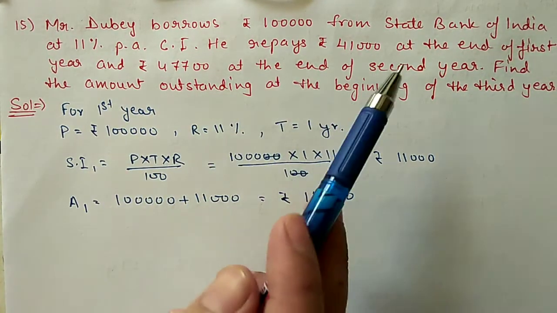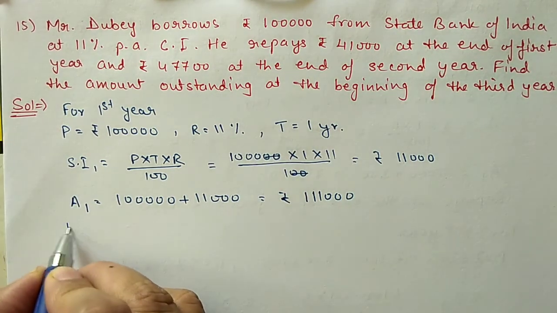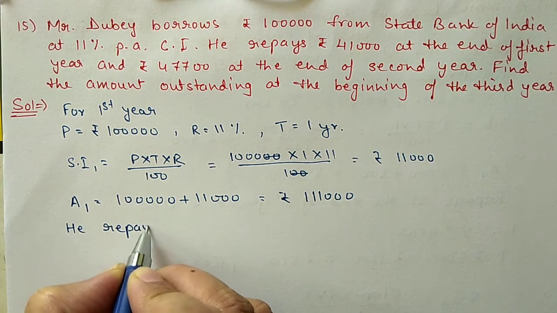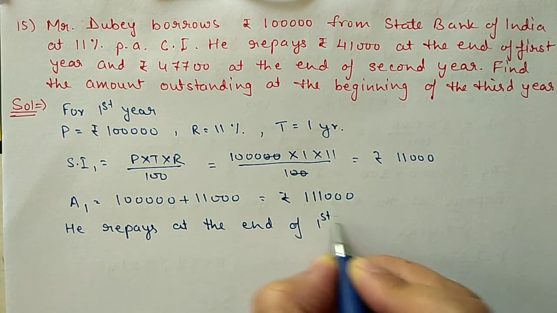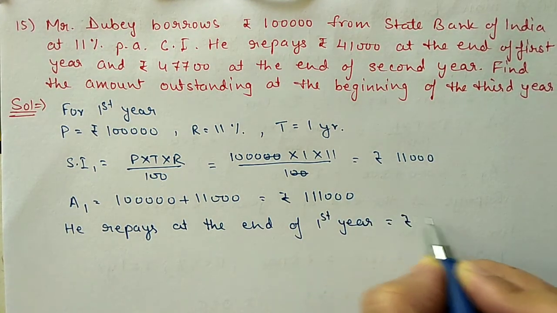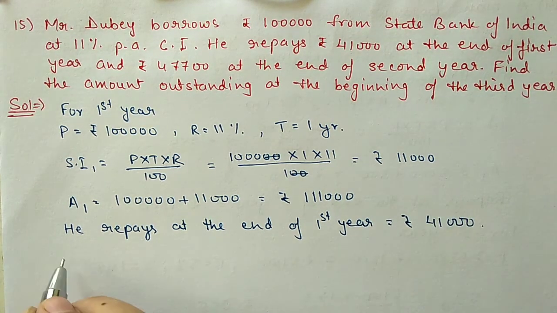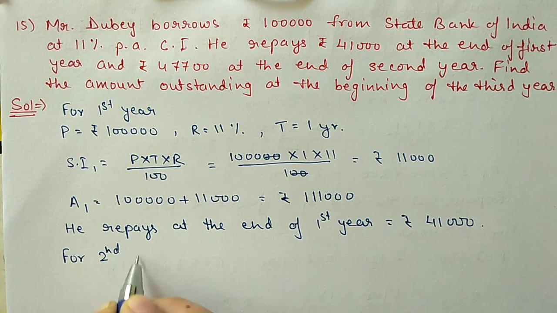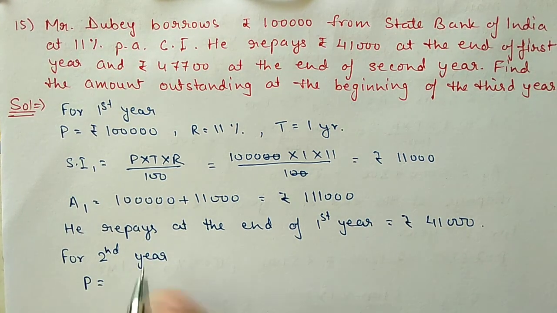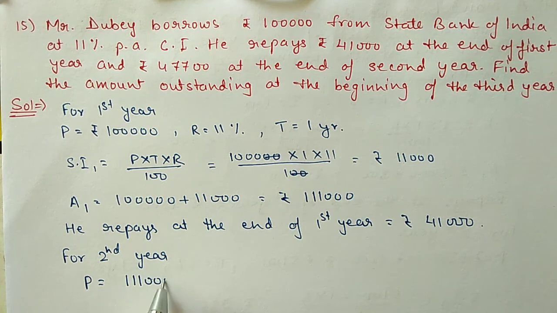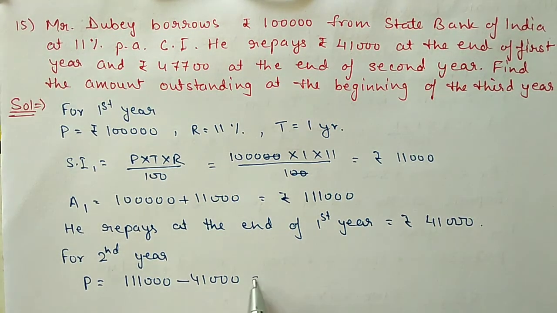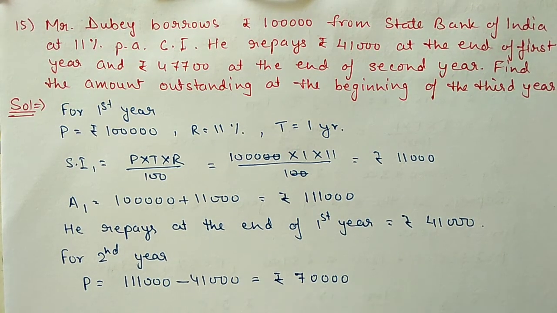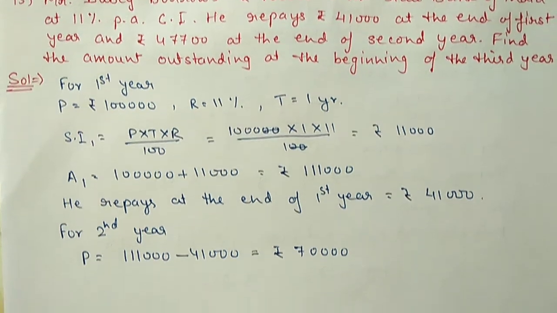Now he repays 41,000 at the end of first year. So principal for the second year will be 1,11,000 minus 41,000 because he paid 41,000 to the bank. So remaining money will be the principal for the next year. So after subtraction we will get here 70,000. So it means 70,000 is the principal for second year.